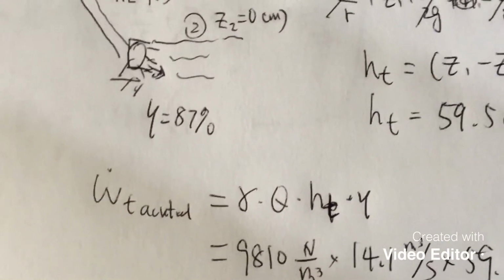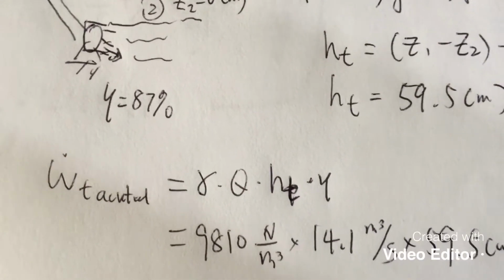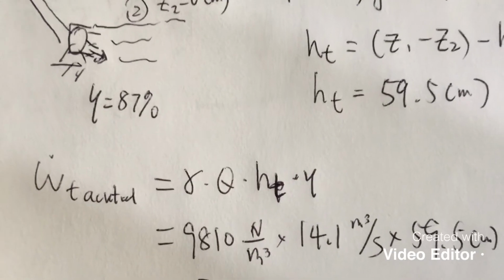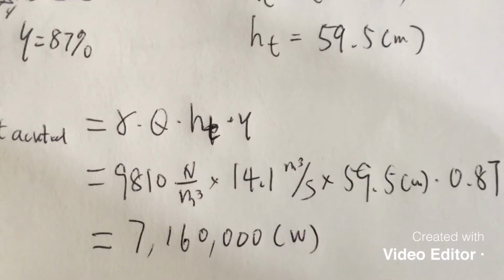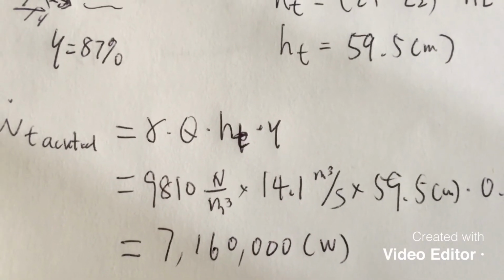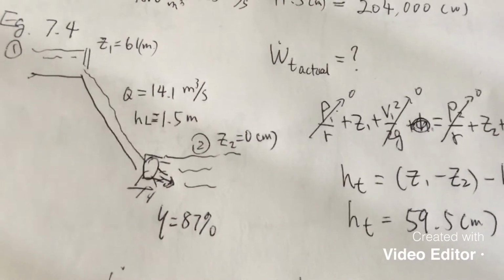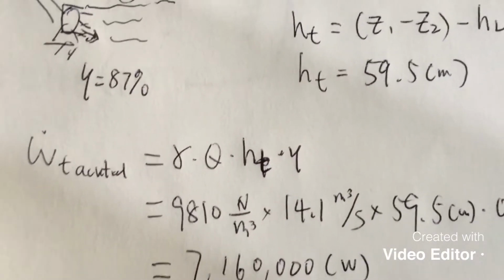So the power calculation: gamma Q times turbine head times efficiency. Remember, times efficiency here, right? That's the actual power you will receive from the system. So actual power is about 7.16 million watt. There's a lot of power you can get from a system like that. A 61 meter drop of water can give you more than 7 million watt.